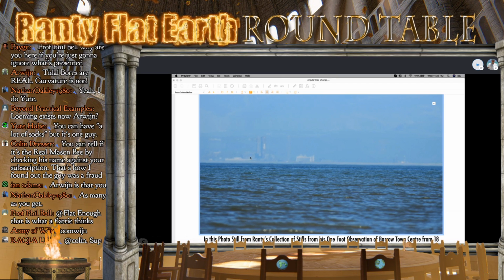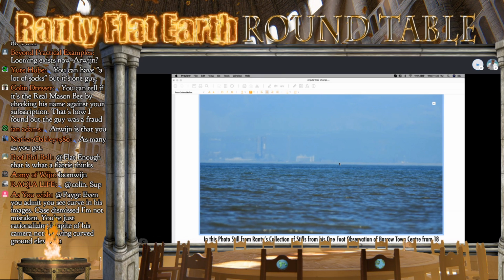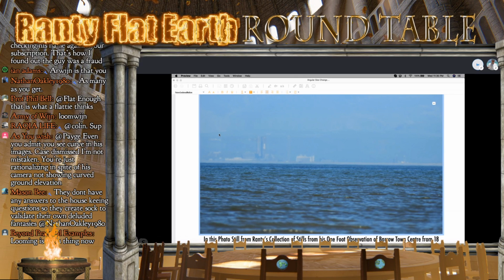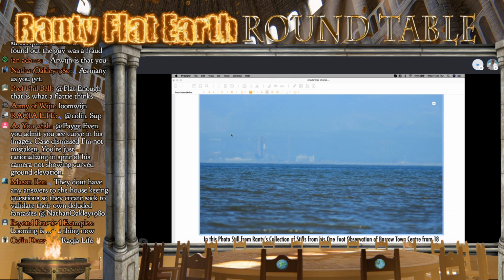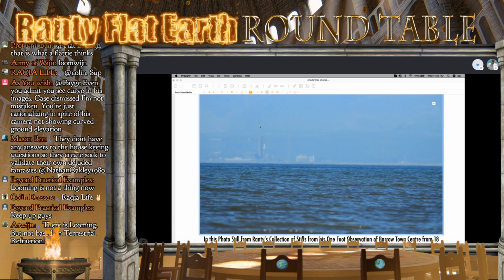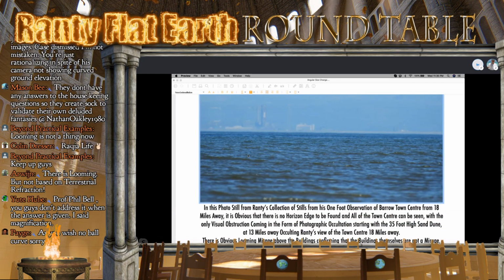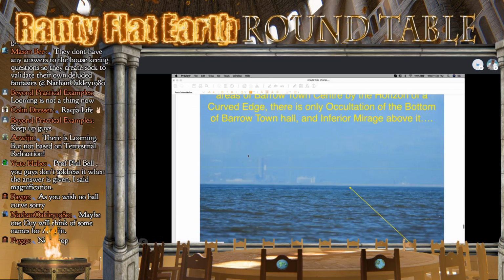So Ranty is really seeing this shoreline and this 35-foot sand dune 13 miles away, and the Barrow Town Hall 18 miles away, from a 1 foot camera height. This is really happening. Because there is Looming above his observation, and you can't get mirage from a mirage, or Looming from a mirage or Looming from Looming, this is really here. That's the proof of it in the story. There's no getting around that. Nobody can argue with that.